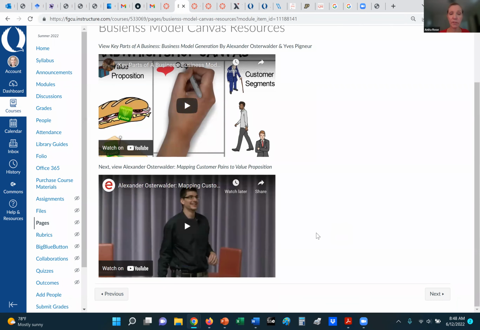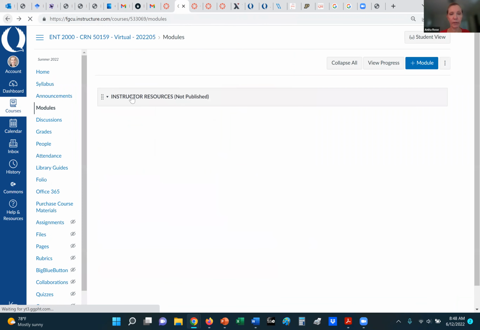Also, here is Alex Osterwalder, and here he is interviewed by Steve Blank, which is an interesting combination. But it's very important to look at the pains and the gains, and he goes into that specifically as it relates to the business model canvas. Okay, so let's go ahead and go back to module 12, where we are.